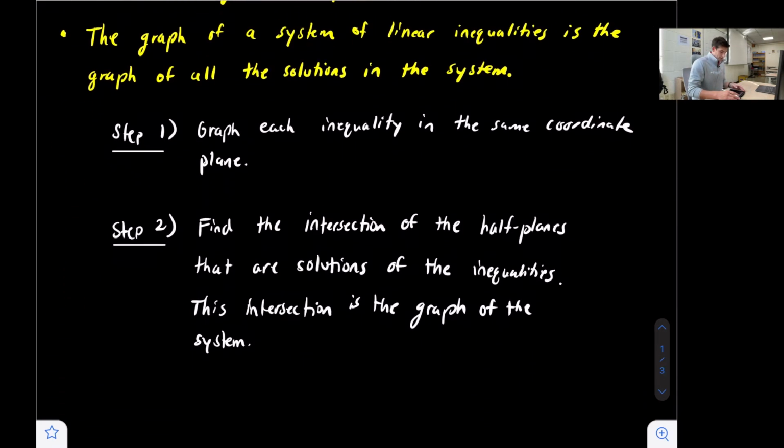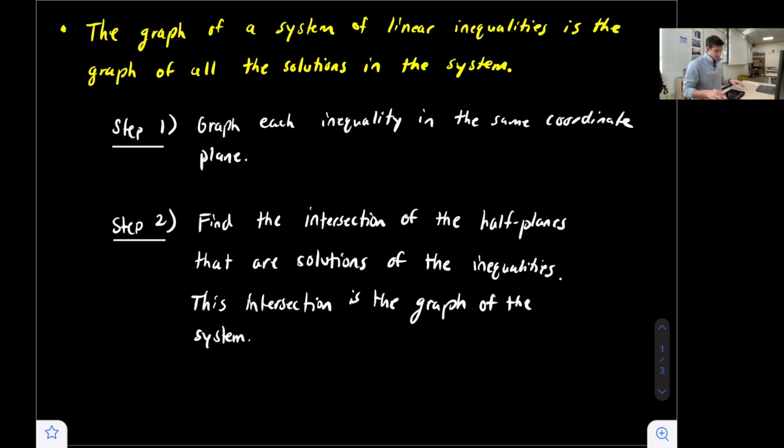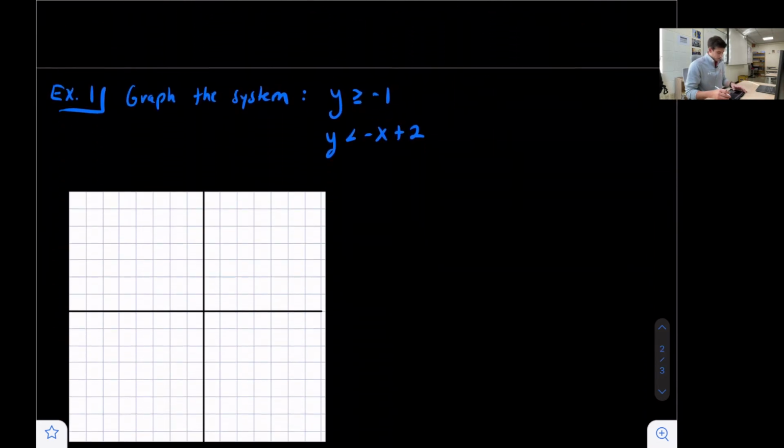The graph of a system of linear inequalities is the graph of all the solutions in the system. So to find all the solutions, we have to graph each inequality in the same coordinate plane. If you want to review how to graph linear inequalities, check out the video in the top right-hand corner. Step 2, we're going to find the intersection of the half planes, which is where our shading will overlap, and that will be the solution of the system of inequalities, okay? All right, so let's look at a couple examples.